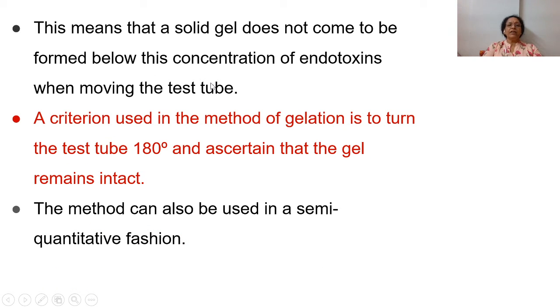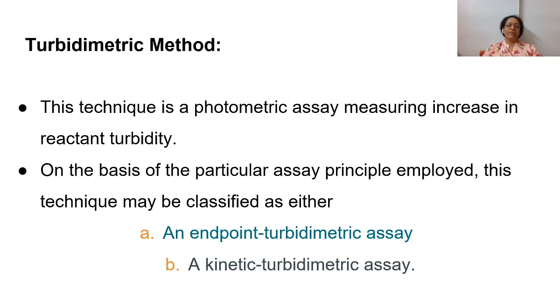This means that solid gel does not come to be formed below this concentration of endotoxin when moving the test tube. Again, this one is the limitation, meaning if it is less than that, the test is negative. A criterion used in this method is to turn the test tube at 180 degrees and ascertain that the gel remains intact. And as it measures from 0.01 to 0.03 units of the endotoxins, it is, to a certain extent, a semi-quantitative one.